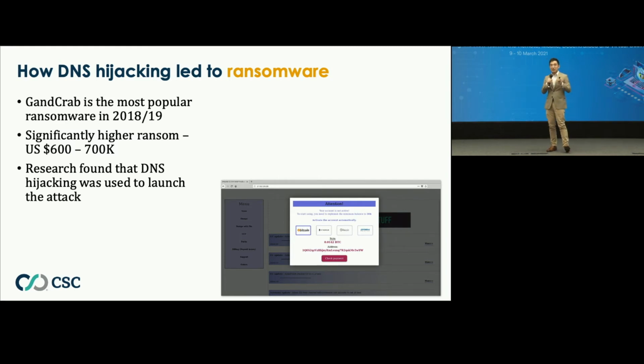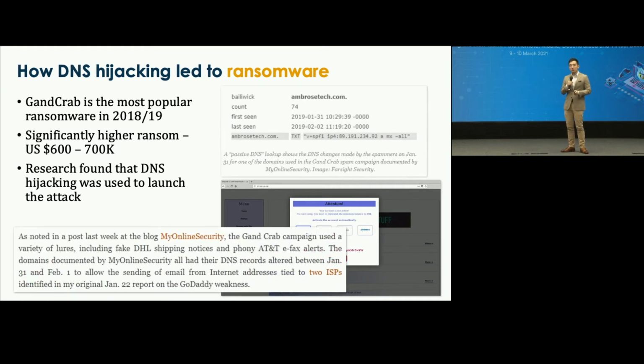GandCrab is one of the most popular ransomware families of 2018-19. It had a really high ransom rate, and research has found that DNS hijacking was frequently used to launch the attack. It was distributed through a variety of lures, including fake DHL shipping notices, phony AT&T and e-fax alerts and so on. So it can be anything. But the commonality is that when researchers looked into the attack at a deeper level, all the phishing domain names being used were altered at the DNS level.